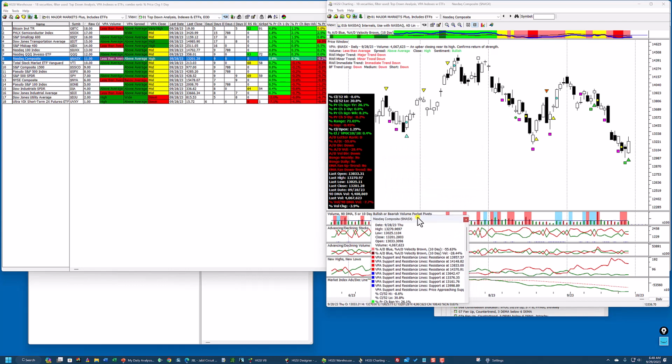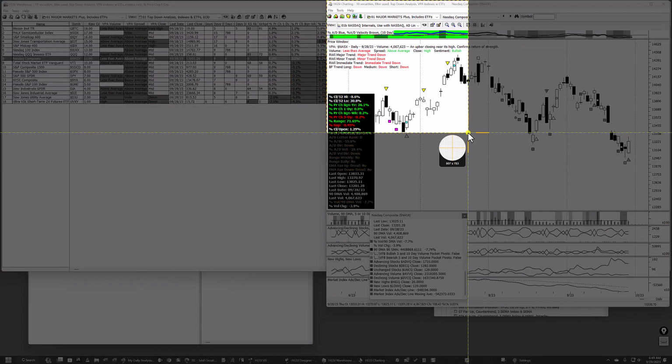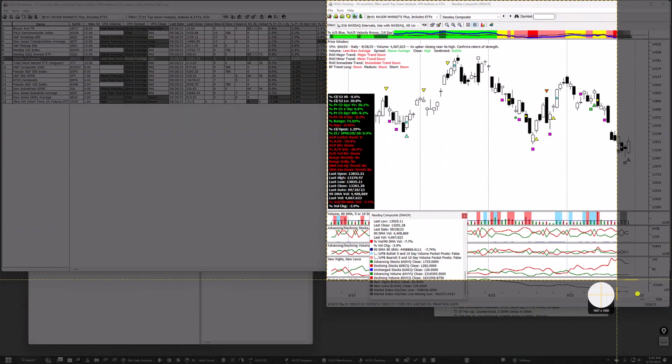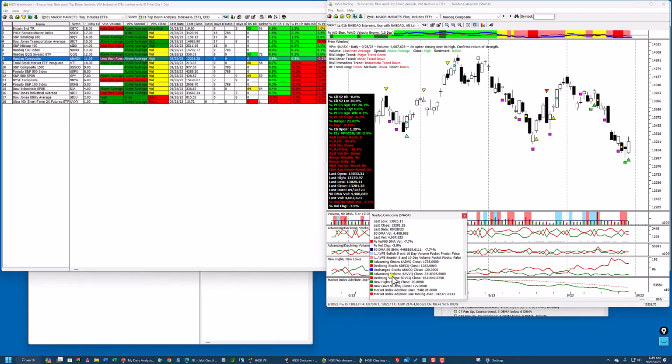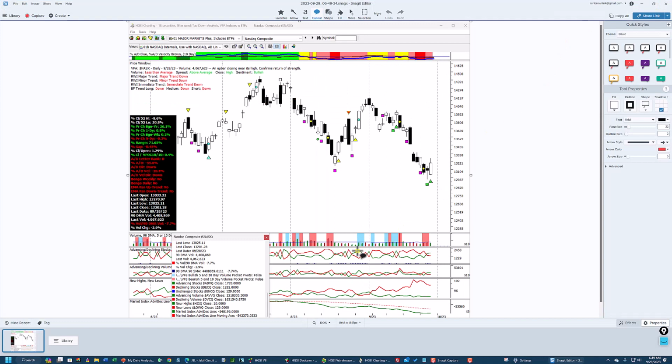Alt-I brings this up. I scroll down here. And then what I do is I go ahead and capture it with Snagit. So it's now in my Snagit editor. And the first thing I do is I look over here to see what the VPA flags are saying.